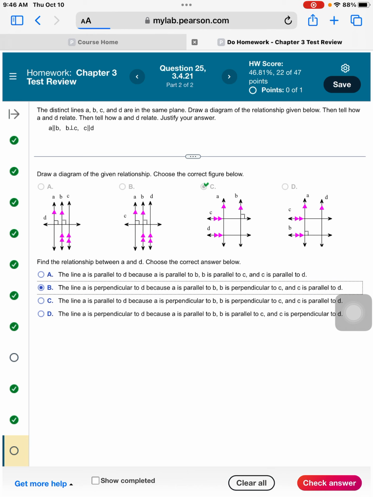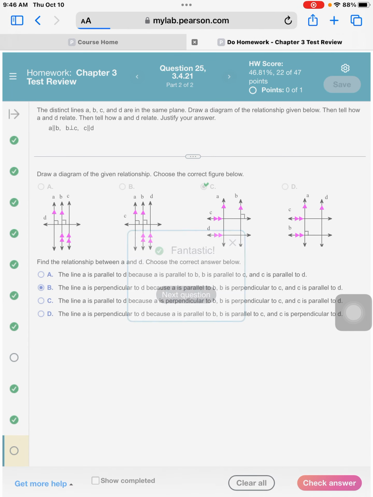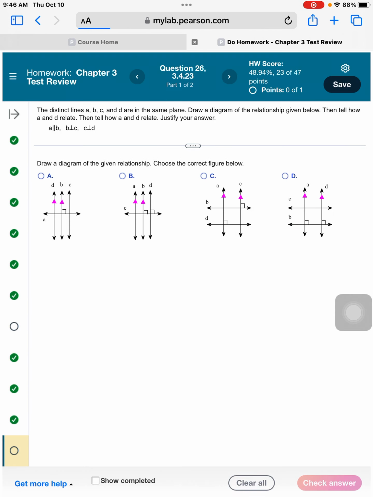Let's look at B first. The line A is perpendicular to D because A is parallel to B. B is perpendicular to C. C is parallel to D. Yeah, that one's the one that crosses off everything. All those things make sense.